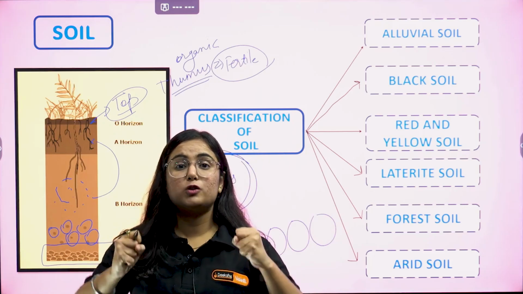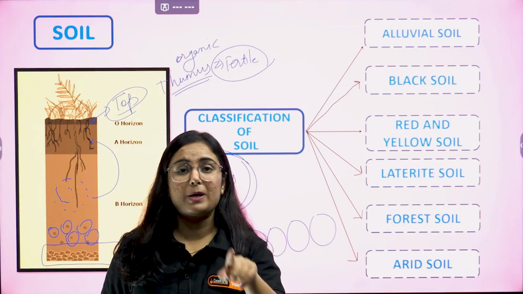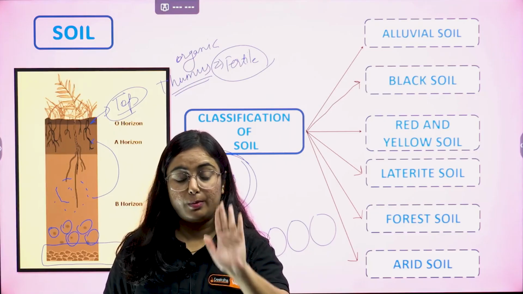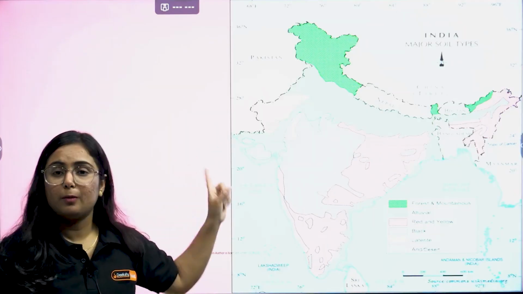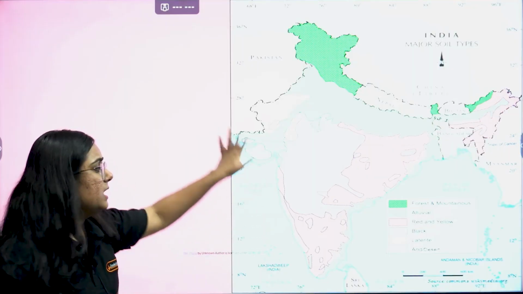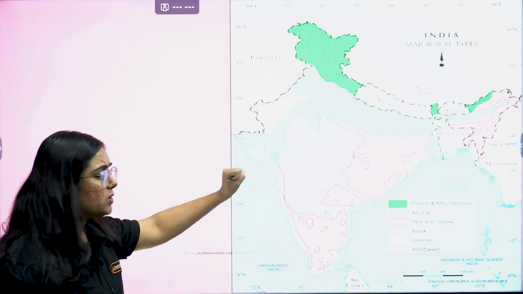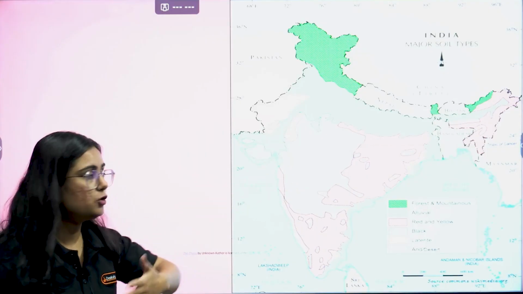Now I have a super hack for you so that your soil topic will be covered in just a single page. Okay, but wait, before that I want to tell you that there is a map work also from this chapter, just a single map work from the entire chapter, that is classification of soil, and we will see, because whatever we are doing now, we should visualize it first, particularly in geography.